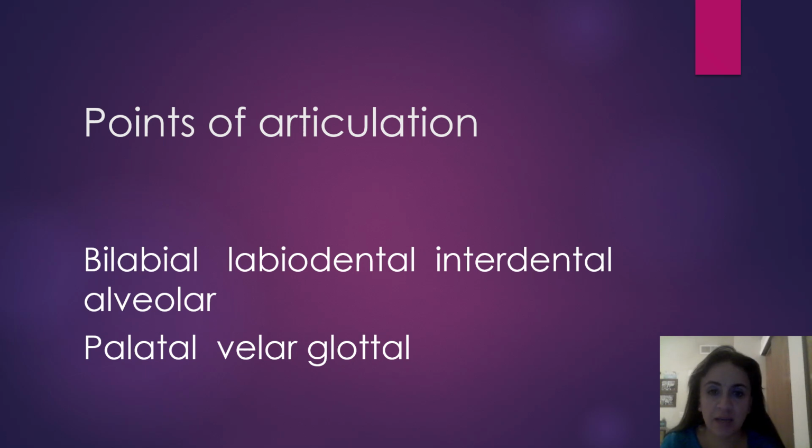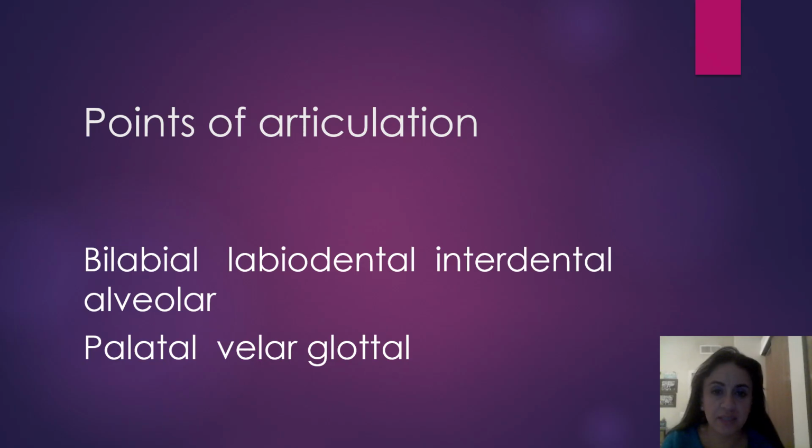Next up is labiodental sound, which occurs when the upper teeth and lower lip come together, for example, f or v, like very or fun. Next up is interdental sound, when the tip of the tongue touches between upper and lower teeth. For example, the two th sounds, voiced or unvoiced, like the or thick.